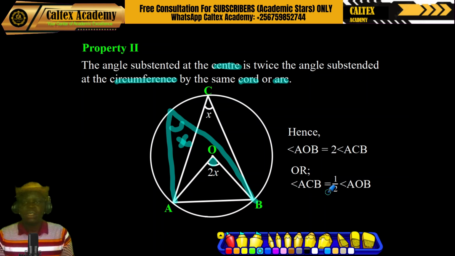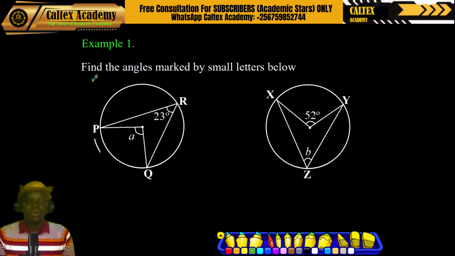So this is another second property that we need to mark and be able to use in any given question if asked. So let's move on and take a look at our first example. In this example 1, we have a question that is: find the angle marked by small letters below. We can rename these as A and B, or Roman numeral 1 and Roman numeral 2, for us to be able to answer them step by step.